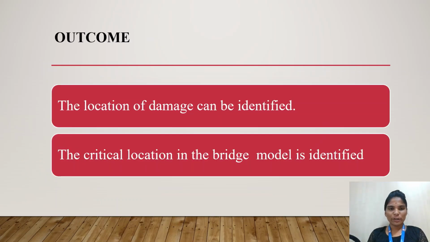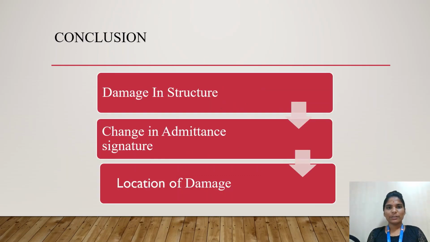The main outcomes of this project are that the location of the damage is identified based upon the RMSD values, and also the critical location of the model is identified using this RMSD technique. Coming to the conclusion, if there is any damage in the structure, there will be a change in the admittance signature. So these admittance signatures are used in order to identify the location of the damage.